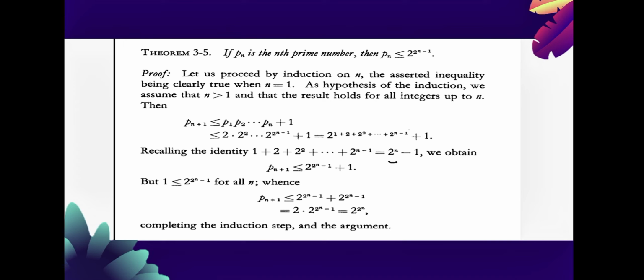But 1 is less than or equal to 2 to the 2 to the n minus 1 for all n. Hence, p sub n plus 1 is less than or equal to 2 to the 2 to the n minus 1 plus 2 to the 2 to the n minus 1, so that it equals 2 times 2 to the 2 to the n minus 1, which equals 2 to the 2 to the n, completing the induction step in the argument.